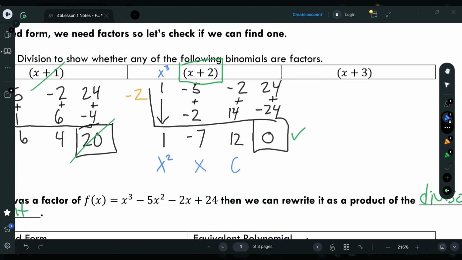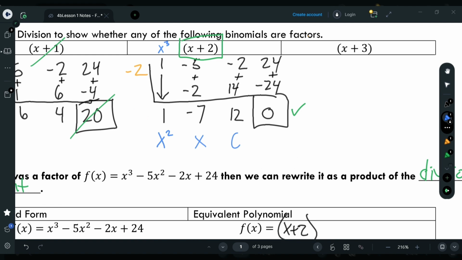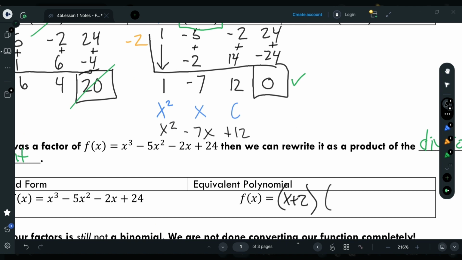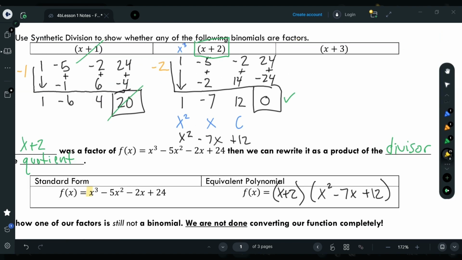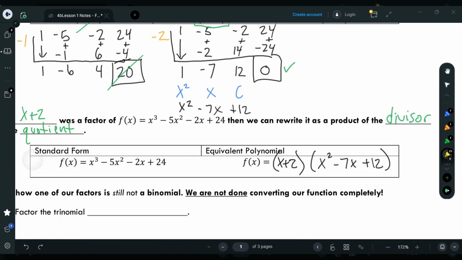So that means what we have here is x squared minus 7x plus 12. And that's what we're going to put here. X squared minus 7x plus 12. And these two things are actually equal. This polynomial is equal to this binomial times this trinomial. If you wanted to check it, you could plug it in on Desmos and check. All right, let's keep going here.